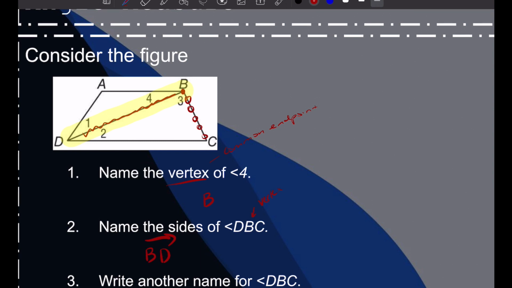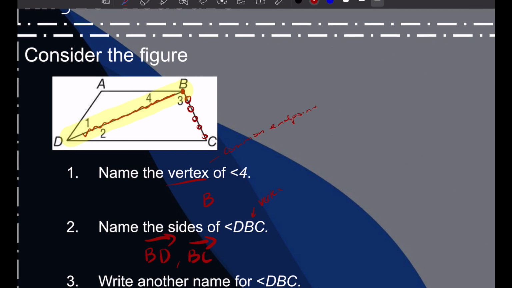Sorry, I think I made a mistake. I think I'm fine. So it's going to be BD. And then the next thing, I'm going to start off with B to C. All right, that's my next thing. So I write BC with a line above it, only with one arrow. Okay, moving on.